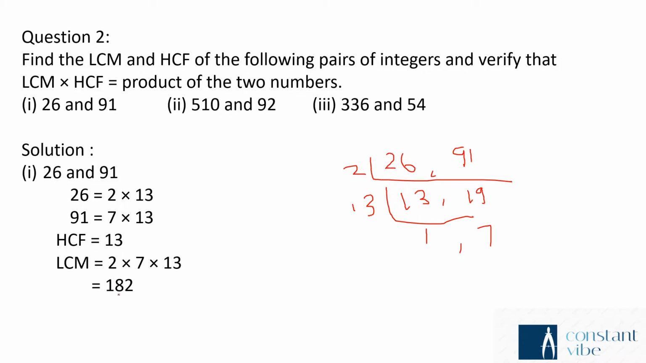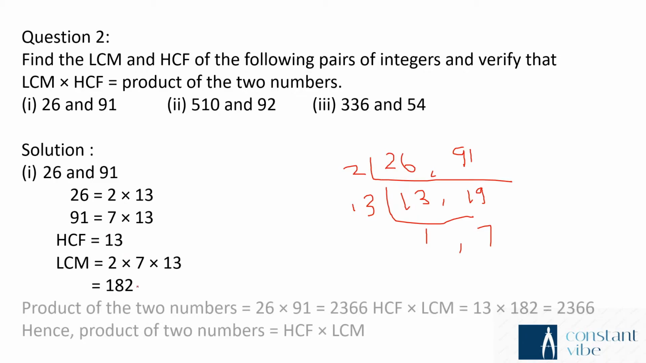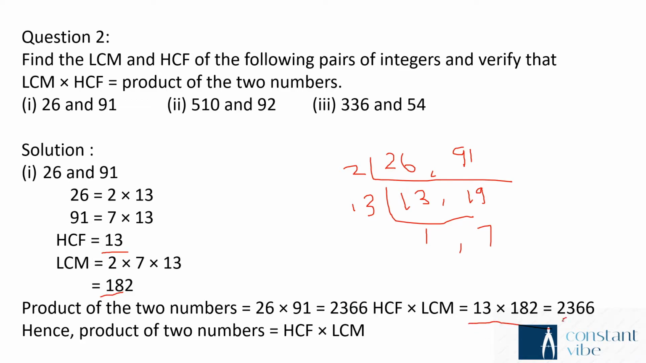So if you multiply these two numbers, you can see here the product of the two numbers, 26 into 91. The HCF of these two numbers is 13, into 182 here. So this one and this one are both equal. Hence the product of two numbers is HCF into LCM.